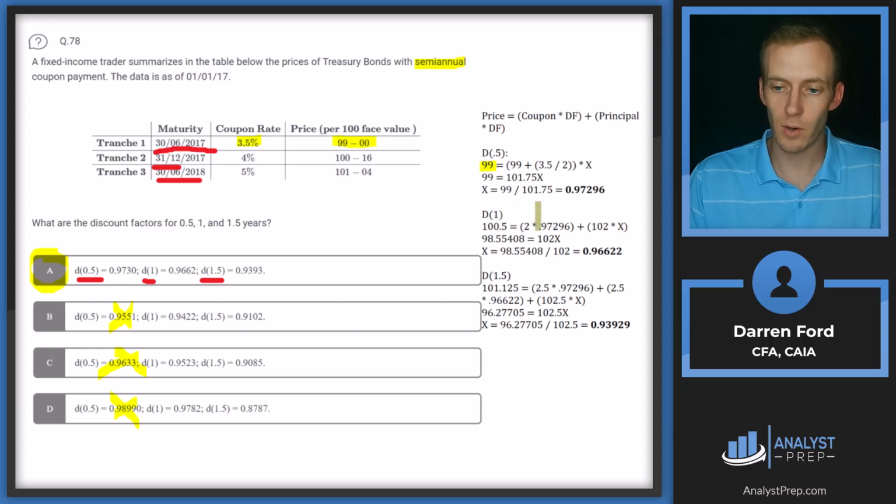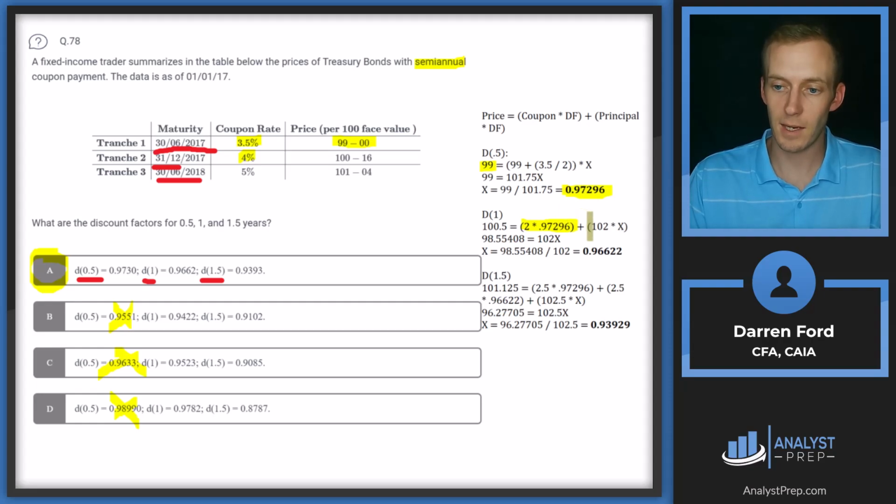So for the 1 year, the difference here is we're going to have 2 coupon payments. So our coupon is going to be this 4% divided by 2, so it'll be 2. So we've got 2, and then we're going to multiply that by the discount factor that we got for 0.5, 0.97296, that's plugged in here.